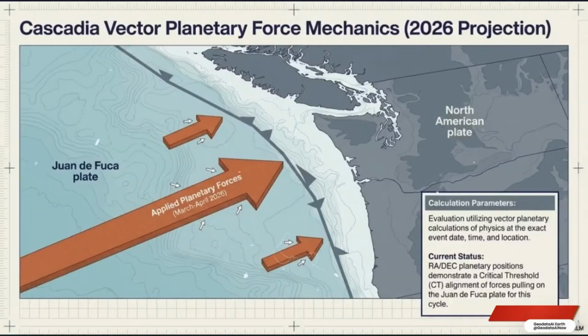Looking ahead to the spring of 2026, our focus shifts to the mechanical pressure building within the Cascadia subduction zone. By analyzing precise planetary positions, we've identified a critical threshold where specific vector alignments pull directly on the Juan de Fuca plate. These applied forces, projected to peak between March and April, represent a significant convergence of physics at this exact location. It's a vital window where the alignment of planetary mechanics could fundamentally impact tectonic stability for this upcoming cycle.